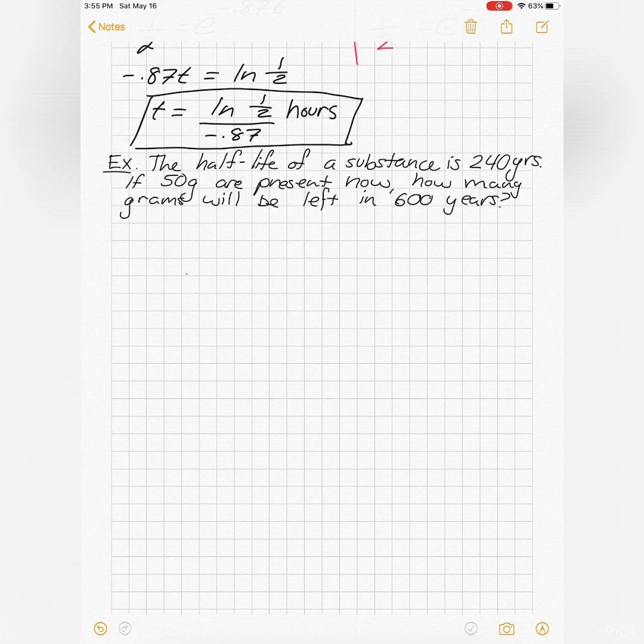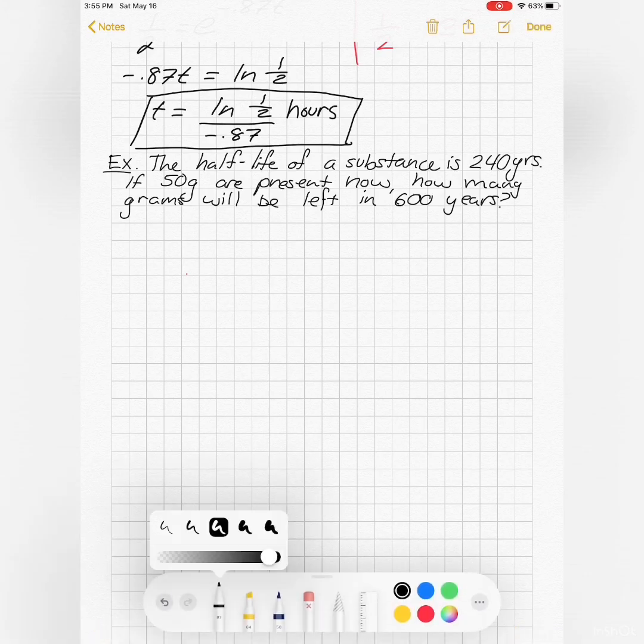This guy says the half-life of a substance is 240 years. 50 grams are present now. How many grams will be left in 600 years?